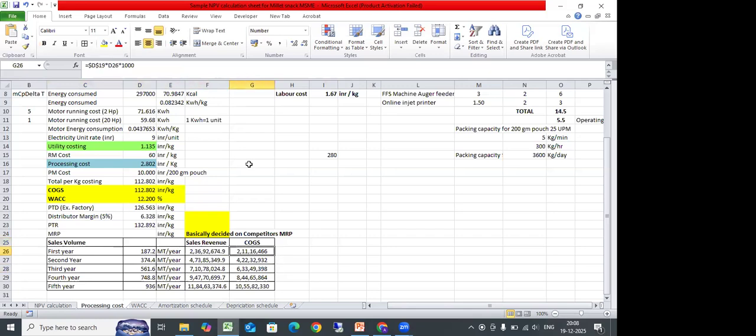So where are our margins, basically? Our margin is here. This 12.2% is our margin. Is it clear?